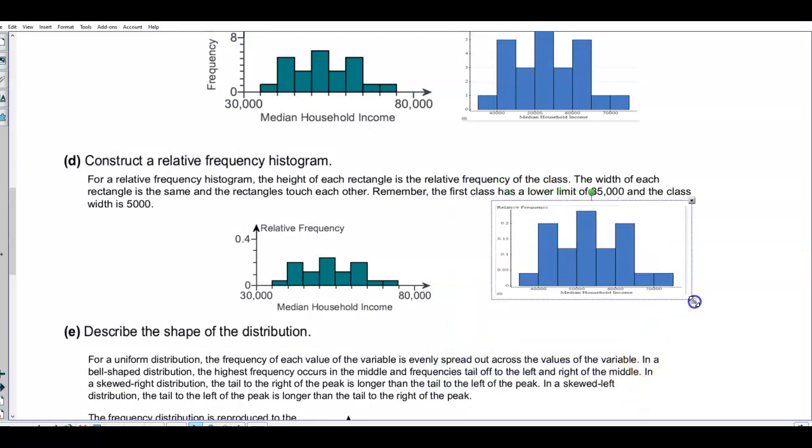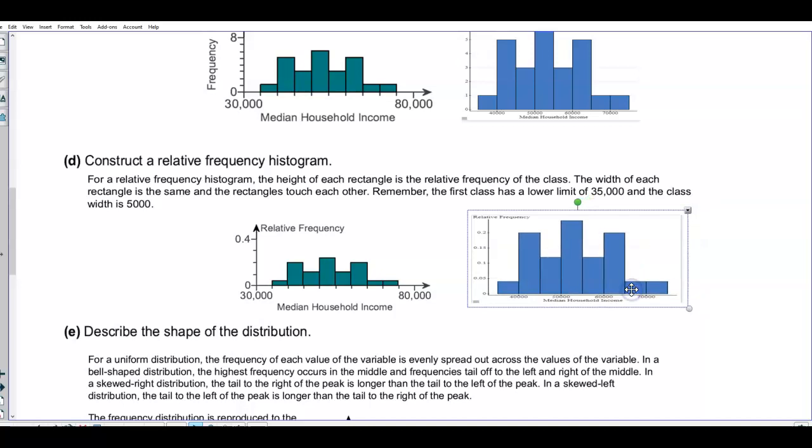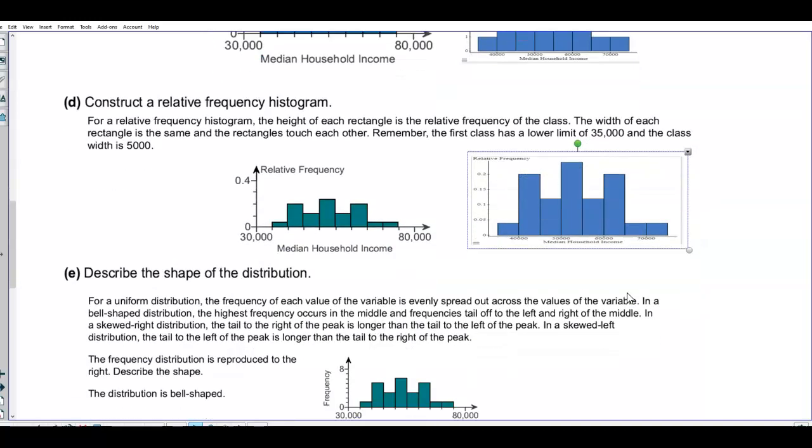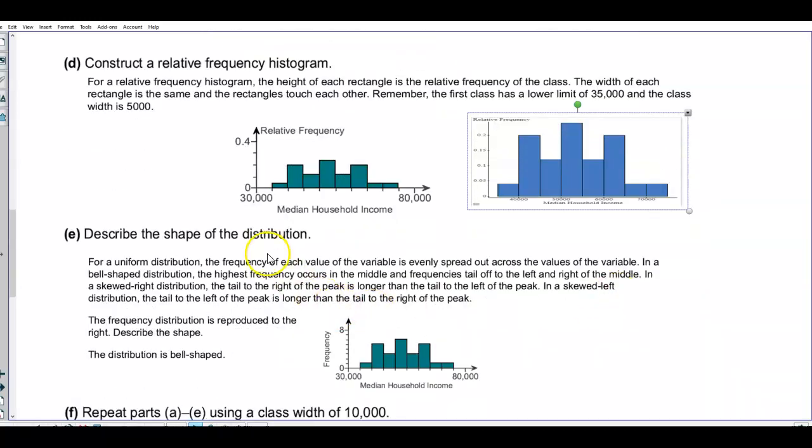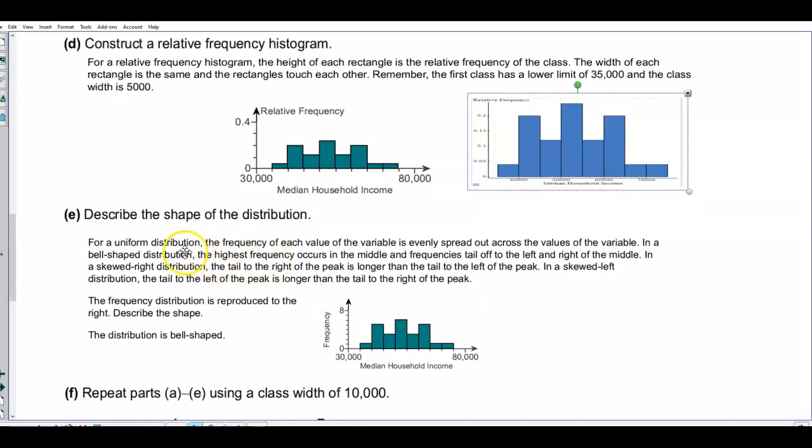And so there is our relative frequency histogram. And then we're going to describe the shape of the distribution. Now, for the uniform distribution, the frequency of each value of the variable is evenly spread out across the values of the variable. In a bell-shaped distribution, the highest frequency occurs in the middle and the frequencies tail off to the left and the right of the middle.